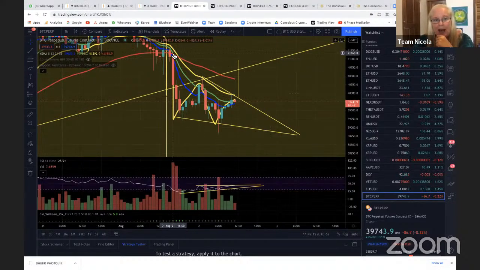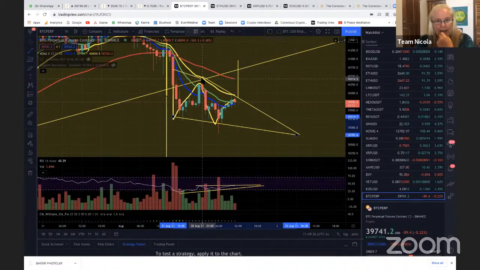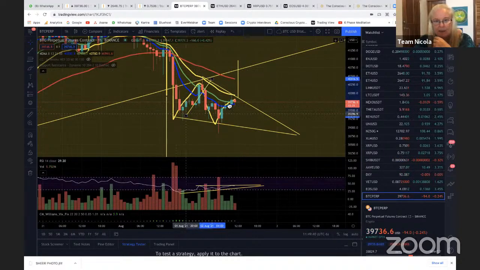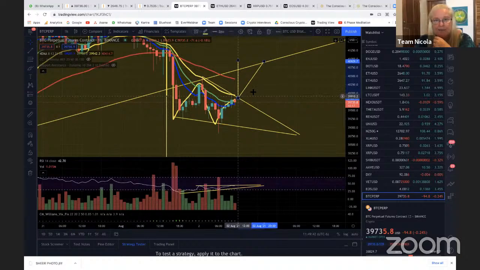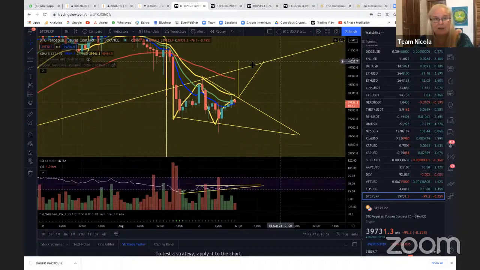So if we break up out of this descending line here to the upside, there are going to be two targets. The first one is this W, and that W is going to take us to 40,943. And then there is also, hang on a second, that's the wrong place, this triangle itself here, which interestingly enough takes us to a similar target around 40,929.